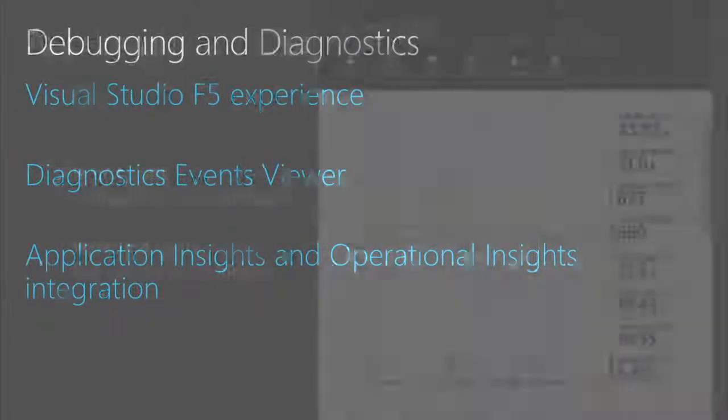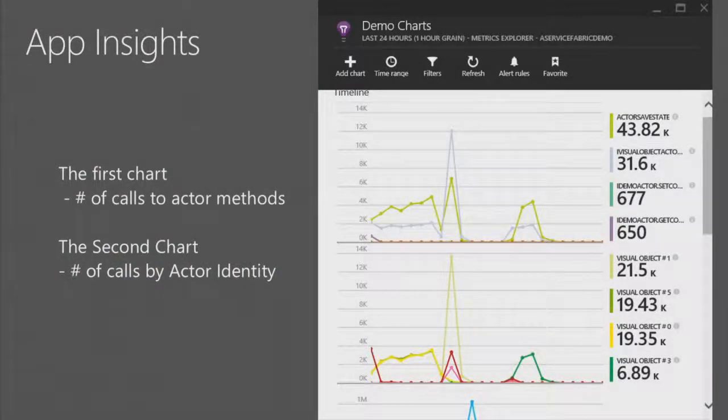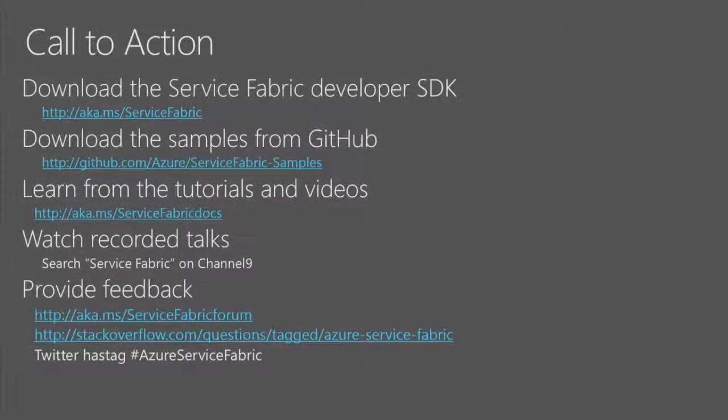So if you attended one of the talks that we had yesterday, it showed the deeper integration. So here is one of the charts from App Insights. It says, what is the number of actor method calls? In this case, for SaveState, there are 43K operations, or method calls, done in that particular hour. And then you can also get the calls by the actor identity. So if you have Actor 1 or Actor 2, you can get all of those insights into how your application is performing, right?